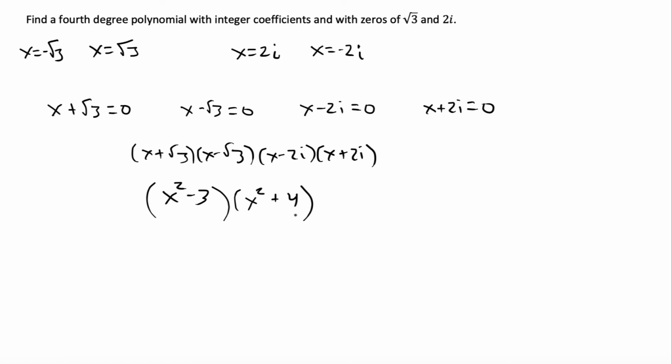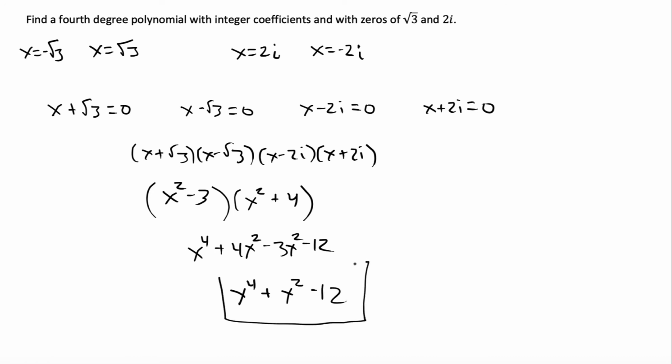Okay? And now we can just FOIL or distribute or multiply these out. We can FOIL this, and we should get our final answer. Right? We get x to the fourth plus 4x squared minus 3x squared minus 12. And when we combine these terms, we get x to the fourth plus x squared minus 12. And this should be our final answer here.